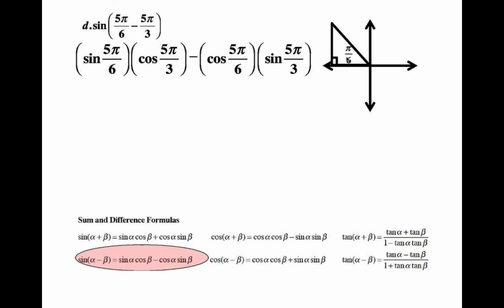This is equivalent to 30 degrees. So opposite the 30 is 1. Opposite the 60 is root 3. The hypotenuse is the whole number 2. Left is negative, up is positive, and the hypotenuse is always positive.